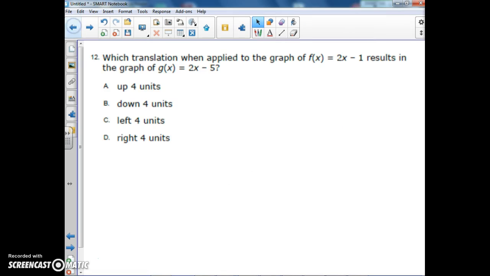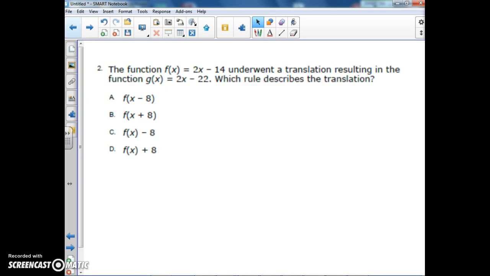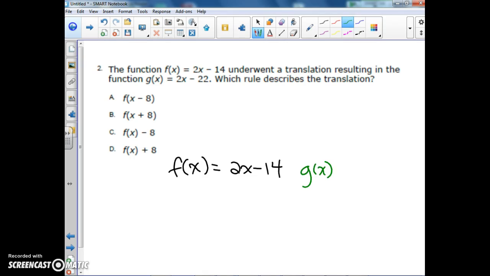Let's go to another example with just functions. We have two functions. It says the function f of x equals 2x minus 14 underwent a translation. Again, translation just means to move the graph up or down, resulting in the function g of x equals 2x minus 22. Which rule describes the translation? So we have f of x equals 2x minus 14, and g of x equals 2x minus 22.